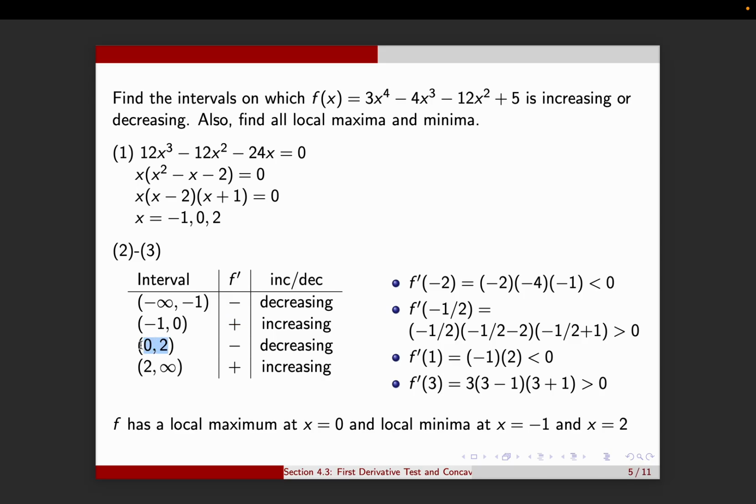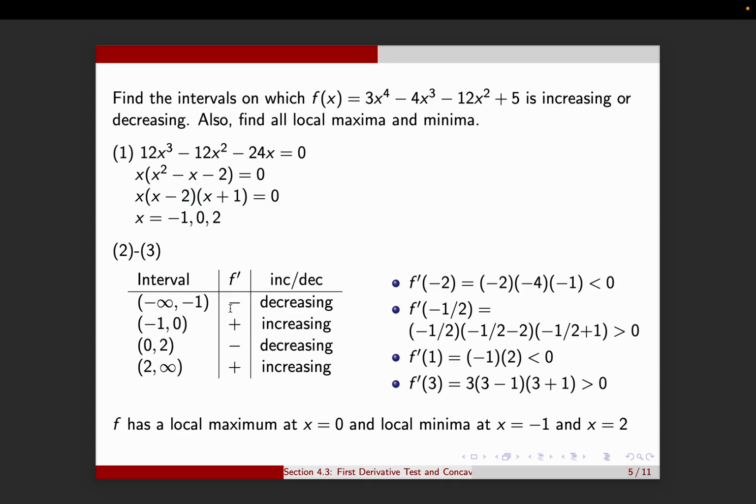Okay, between 0 and 2, let's pick a test point. So I picked 1. 1 is a nice number. If you plug in 1 into this derivative here without the 12, you get negative times positive, which is negative. And finally, between 2 and infinity, pick any number you want. I picked 3. If you plug 3 in here, you get something positive.